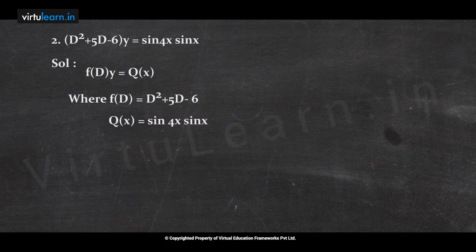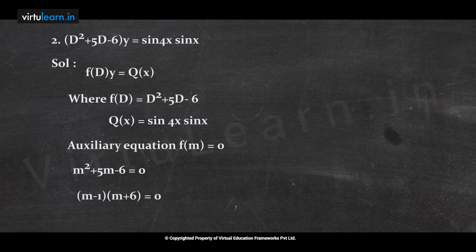To get the complementary function, consider the auxiliary equation f(m) = 0, m² + 5m − 6 = 0. By splitting the middle term, the factors are (m − 1)(m + 6) = 0, so m = 1, −6. Therefore, 1 and −6 are real numbers and both are different. Therefore, the complementary function is yc = c1 e^x + c2 e^(−6x).